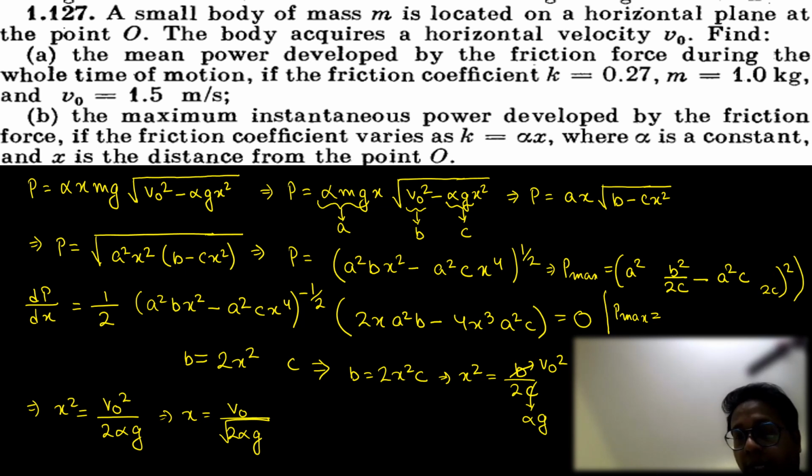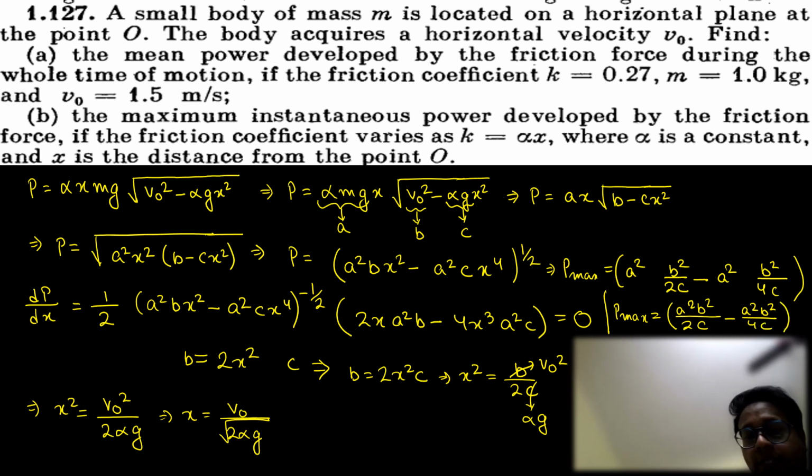So this entire bracket becomes b square by 4c square. Out here, c and c square would get cancelled. So out here, a square b square by 2c minus a square b square by 4c. Our power max is equal to a square b square by 2c minus a square b square by 4c.